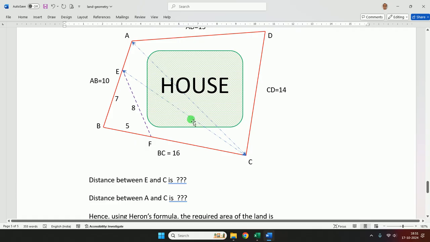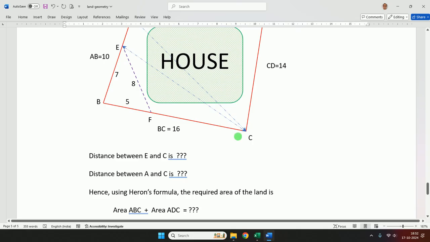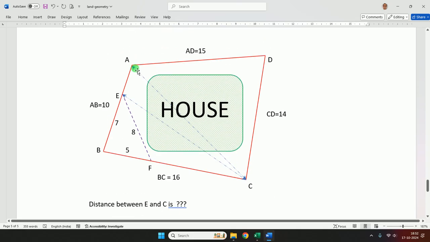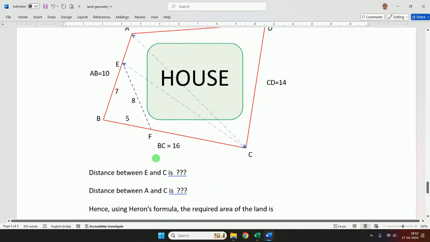So, considering this triangle, first we calculate this distance EC, and then again consider this bigger triangle to calculate the distance, and this A is as if BE is extended to this, so we can calculate the diagonal also. After that we will use Heron's formula. So we have to calculate the distance between E and C, and then we will calculate the distance between A and C, and then we will calculate the area.